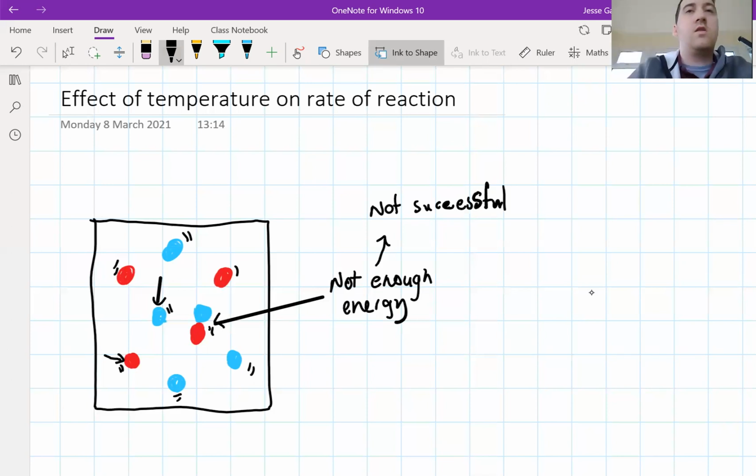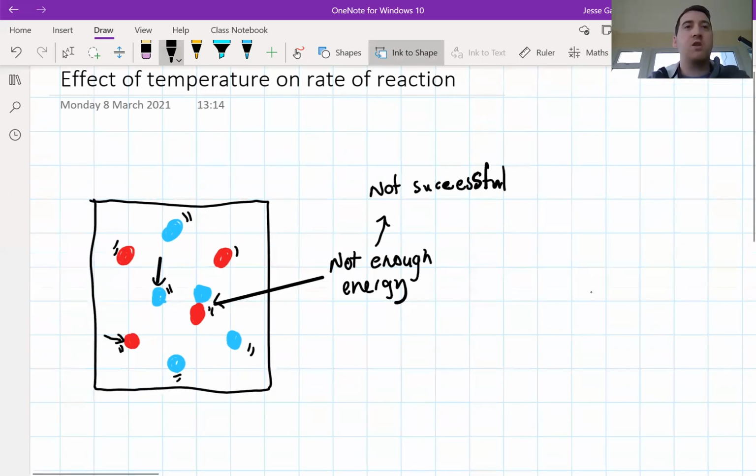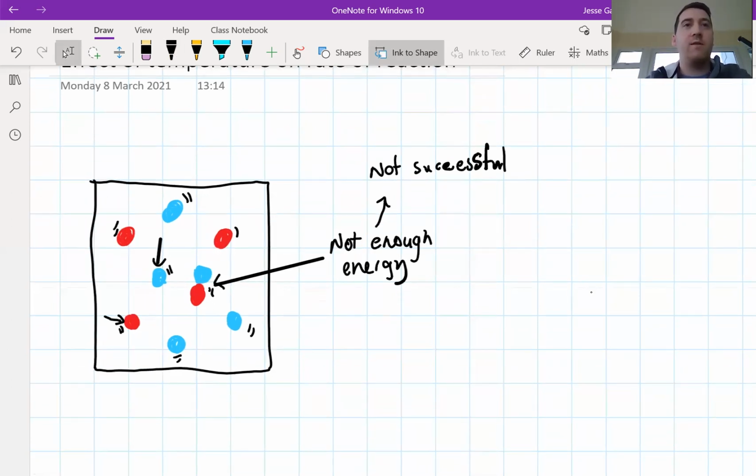So just to remind you, if we don't have the activation energy, which is the minimum amount of energy that particles have to have in order to have a successful collision, then no reaction will happen. This is called the activation energy. So we've seen that two things must happen. Particles must collide and they must have enough energy.